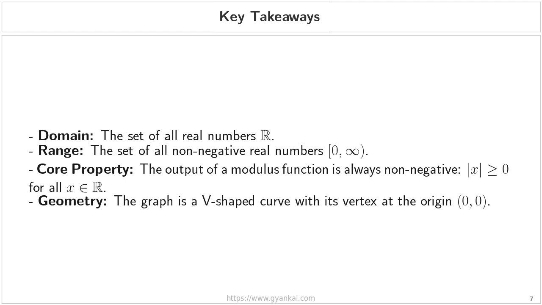Finally, let's consider the geometry. To summarize the visual aspect, the graph is a V-shaped curve with its vertex, or the sharp turning point, located exactly at the origin, which is the point 0, 0.